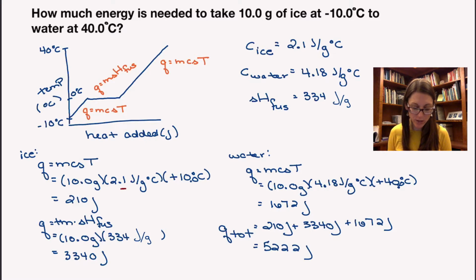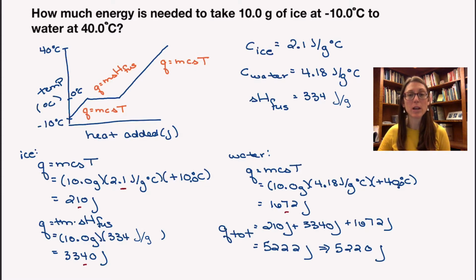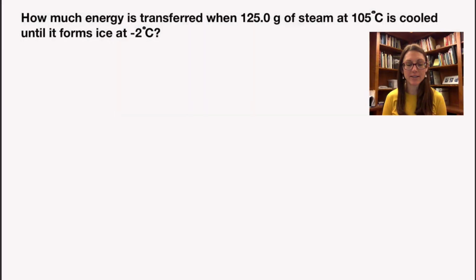For this first equation for the ice, it looks like for my 2.1 joules per gram degrees Celsius, I get 2 sig figs. And then I have 3 significant figures in the second equation that we used, and I have 3 in the third. All of these, the last significant digit is in the tens place. So I'm going to round my final answer to the tens place, for 5,220 joules. Okay, let's take a look at a second example.